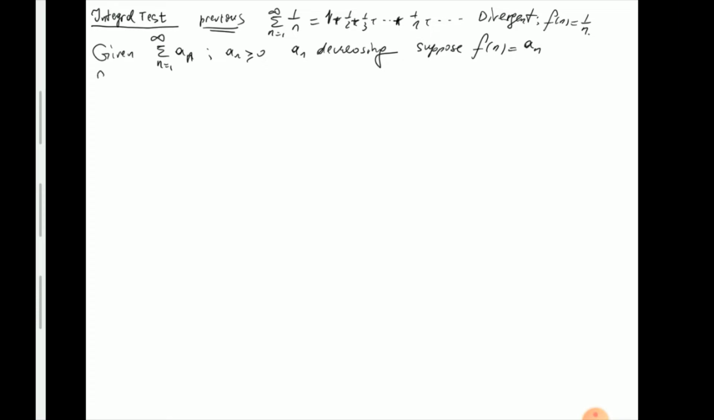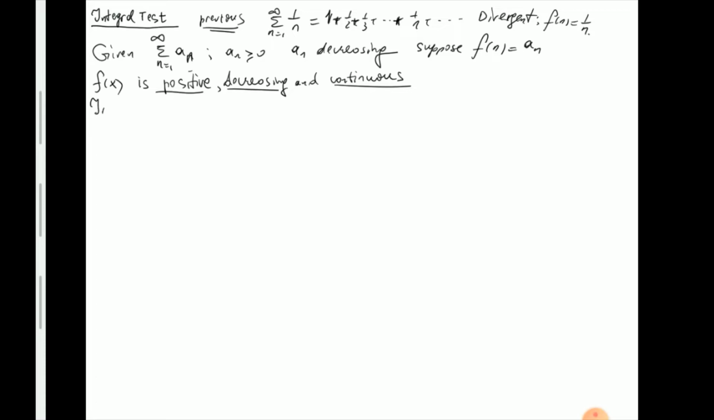And suppose this associated function is positive, obviously, because a_n is positive, decreasing, and continuous. So for this test, we need all three properties. We're not going to prove this property, by the way. I'm just going to intuitively show you how it works. But always remember the conditions in the theorem. So the associated function, suppose, is positive, decreasing, and continuous.